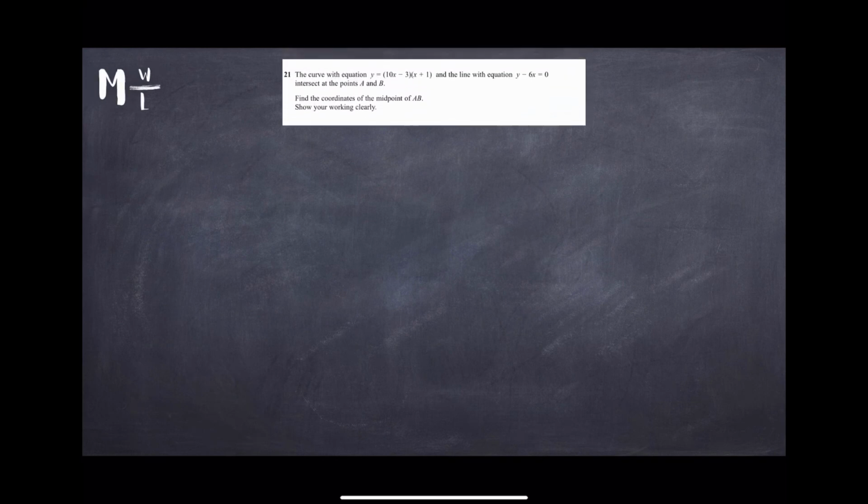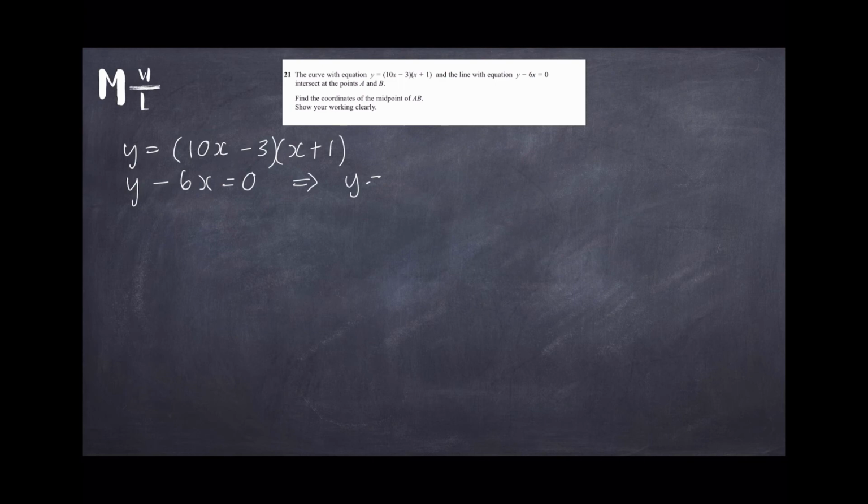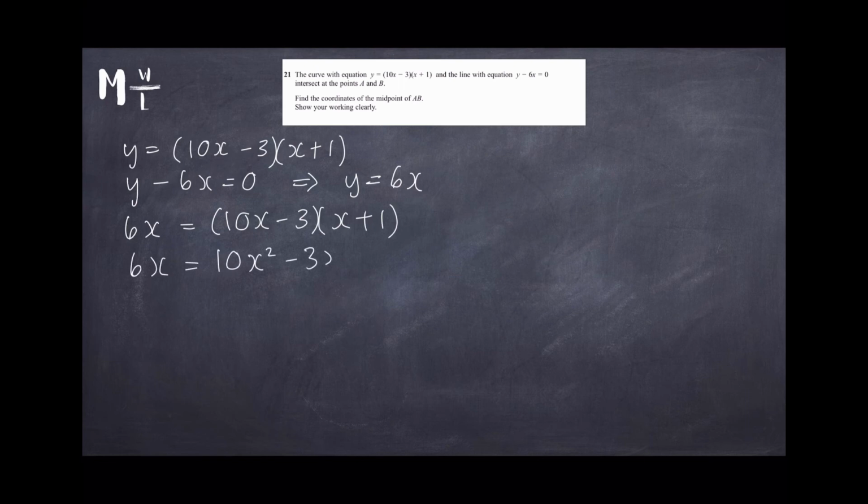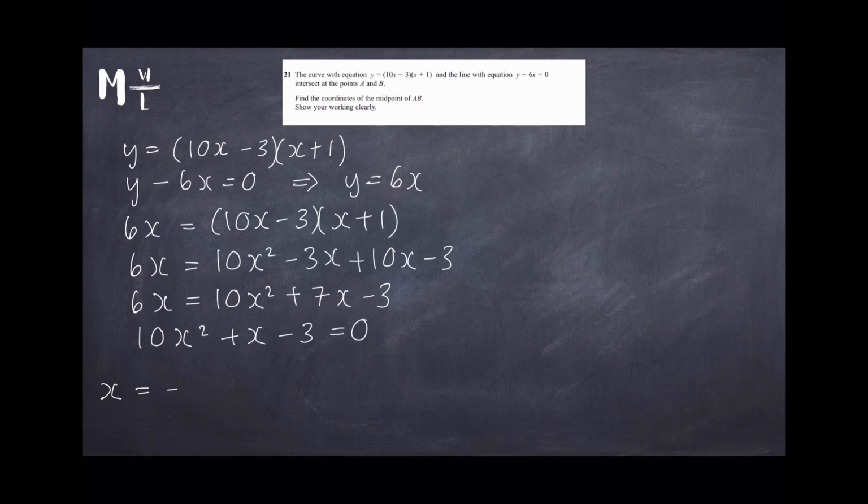This exam question requires you to solve the two simultaneous equations and find where the lines meet before finding the midpoint of these 2 points. Rearranging the second equation, we get that y is equal to 6x. So now subbing this into the first equation, and expanding the brackets, we get 6x is equal to 10x squared minus 3x plus 10x take away 3. So rearranging this further, we get 10x squared plus x minus 3 is equal to 0.